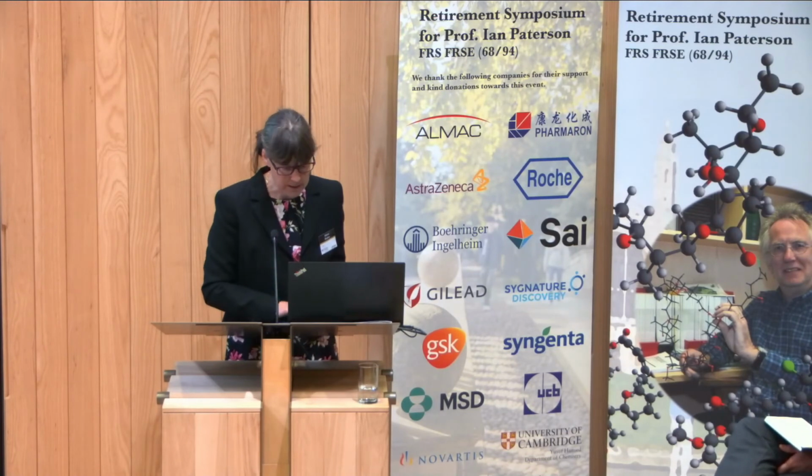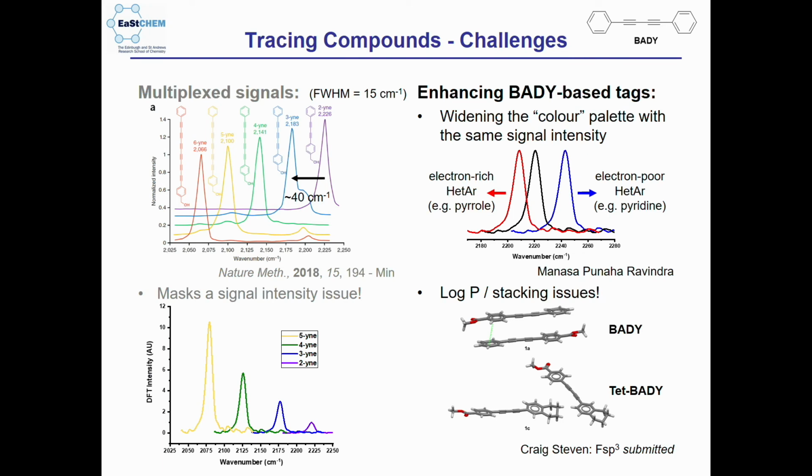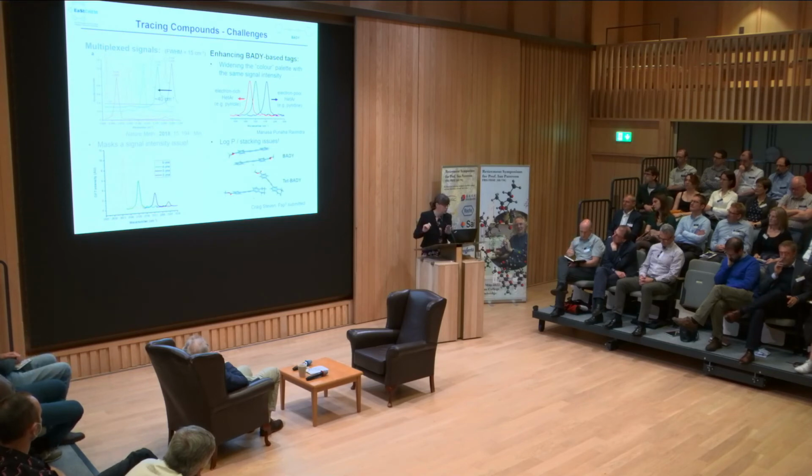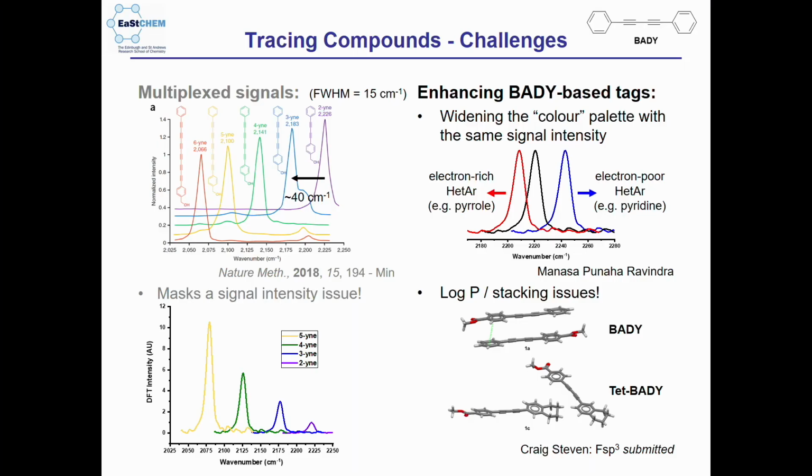So what we wanted to be able to do was really try and broaden that colour palette, have a blue shift, a red shift for the colour palette, but sticking at the same signal intensity. So this is again DFT data, but what we want to do is put either electron poor heteroaryls on one end, and we've been using a whole range of them to give us a blue shift, or put electron rich aryls on the other end, and that again gives us a red shift. Okay, so we can spread the spectrum.